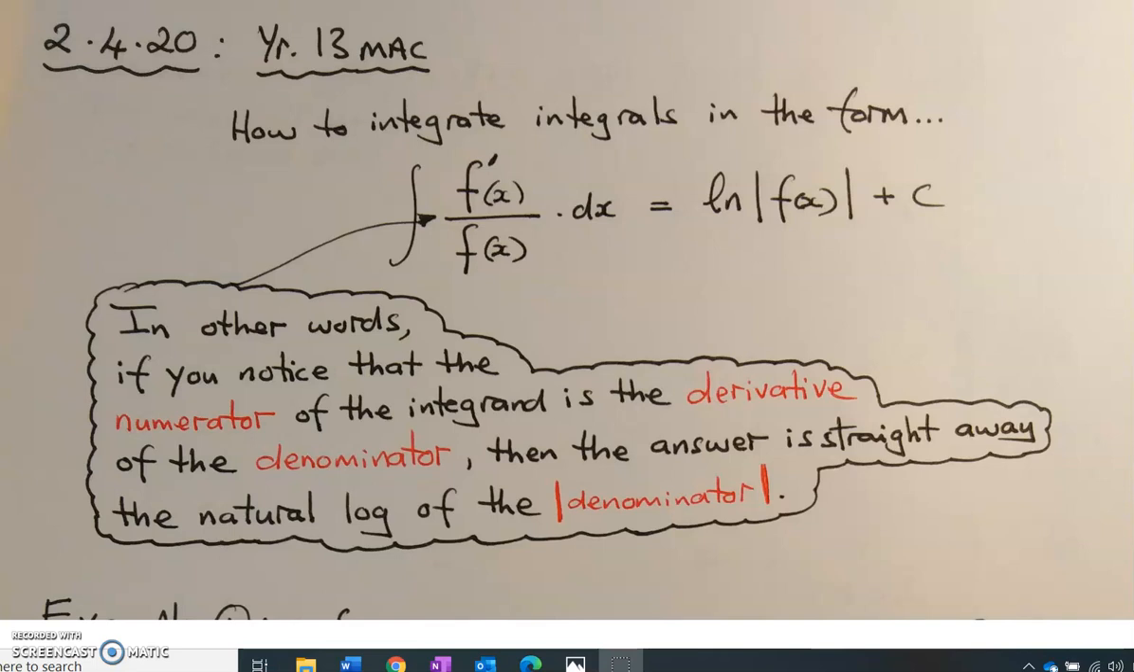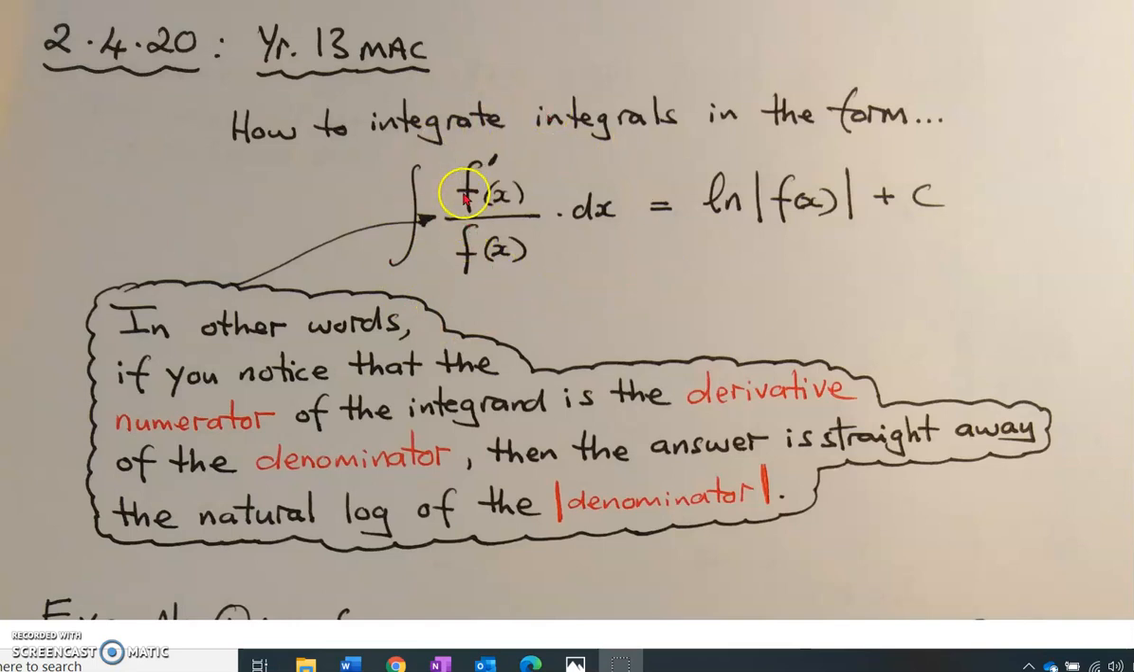Okay, now I'm going to show you a nice, easy peasy integration. Don't I always show you nice and easy peasy integrations? Anyway, here it is. You might be asked to integrate something like this. Now, what does that ferocious looking thing say?